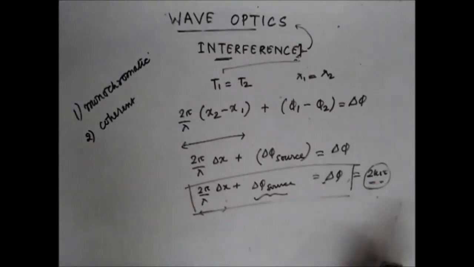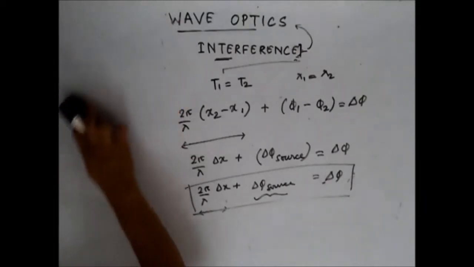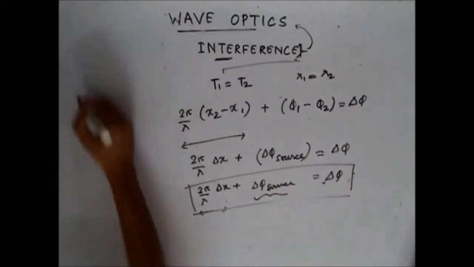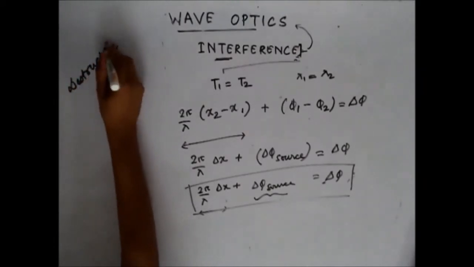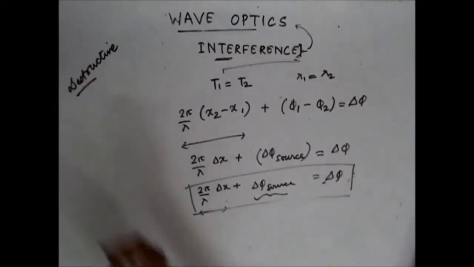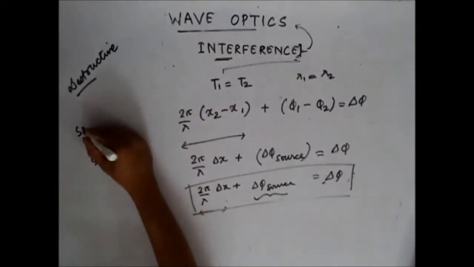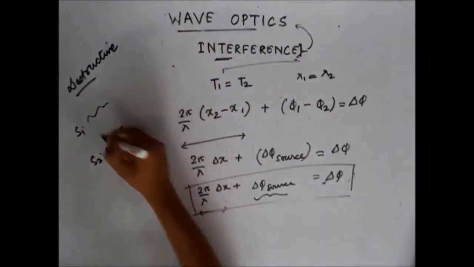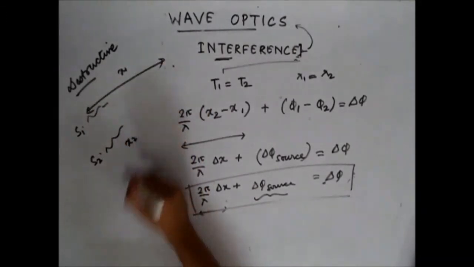So now we talked about constructive interference. Now the opposite of constructive interference, as you might guess, is destructive interference. So let's understand what destructive interference is. As I said, you have two sources of light, and both sources emit light waves which reach here. This distance we assume to be x1 and this distance we assume to be x2.